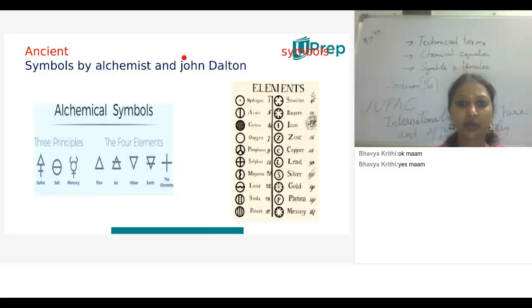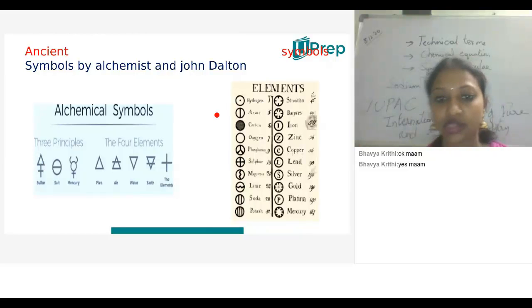Have you seen the video about these ancient Greek symbols? Did I show you the video? I don't think so. No, we haven't, because we had a very long gap. So I want to cover that gap in this session itself.